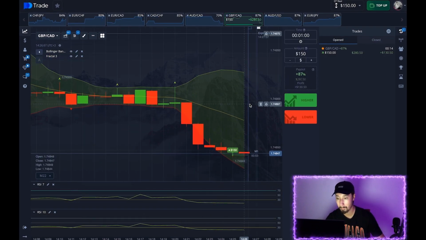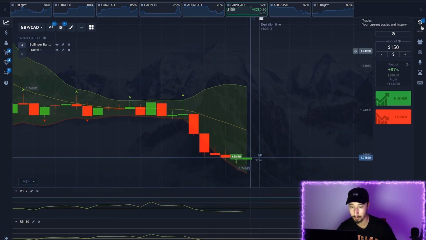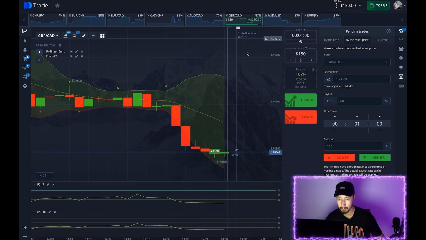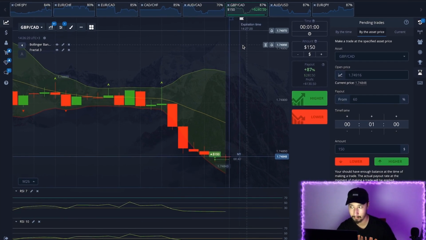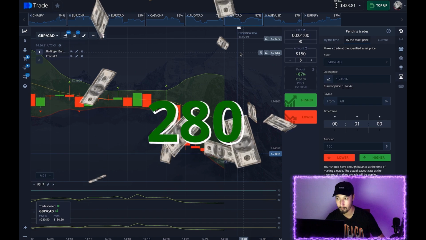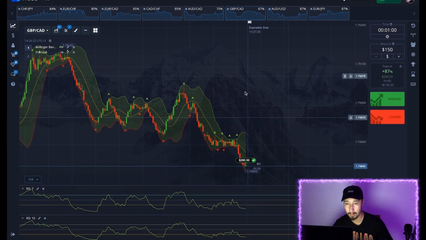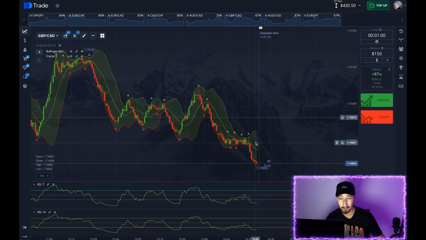Why not? A small impulse of movement already went upstairs. Now very slow dynamics. And we're in the profit. That's great, guys. We're in the profit. So yeah, the dynamics of the movement are not so strong.